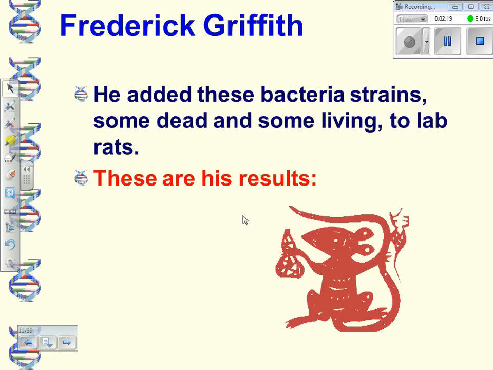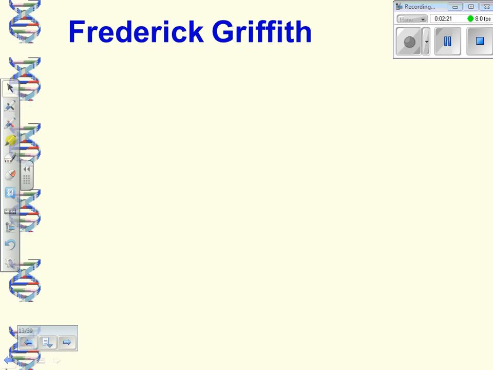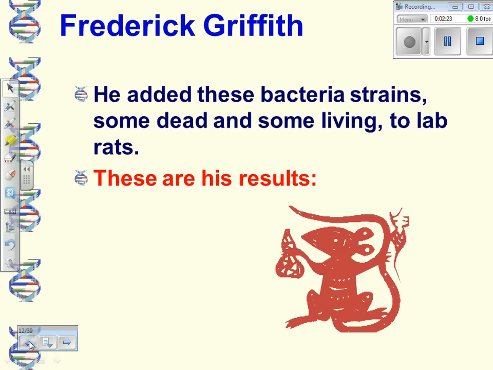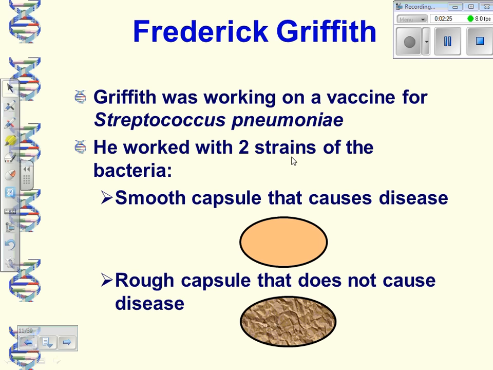He looked at the two strains under a microscope. One of them had a smooth capsule on the outside. The other one had a rough capsule. It turns out that the smooth capsule bacteria caused the pneumonia disease, whereas the rough capsule one did not. So he thought to himself, well, how does this work?